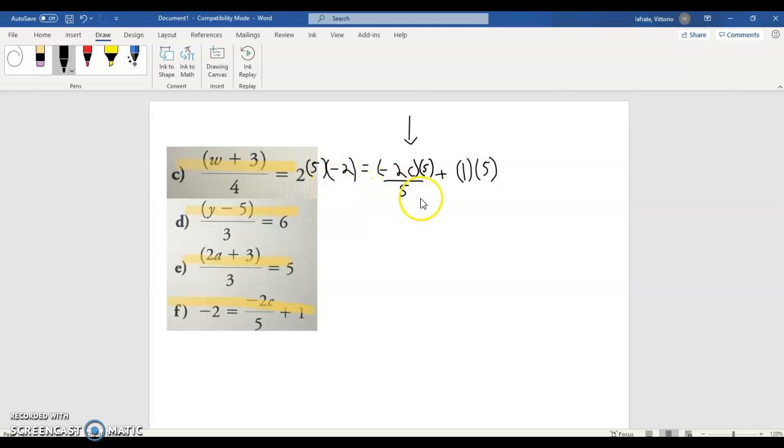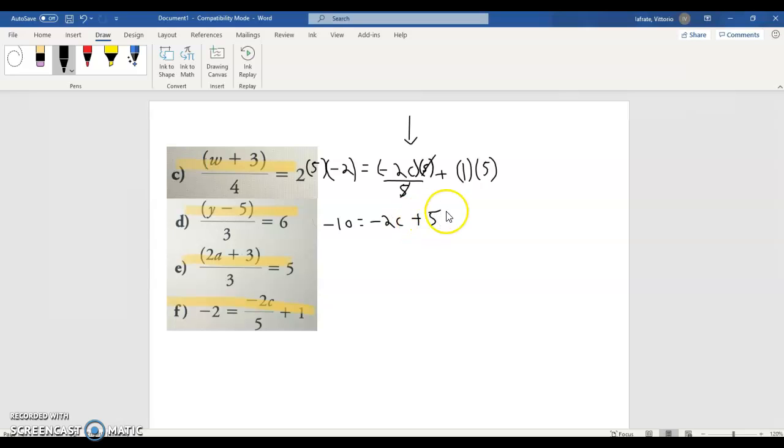What you do on the right side has to happen on the left side as well, but what we're doing is we're getting rid of the denominators, so everything has to be multiplied by 5 here. So the 5 over 5 will cancel out. Great. And what that leaves us with is 5 times negative 2 is negative 10. That's going to be equal to negative 2c, 1 times 5 is 5, plus 5.